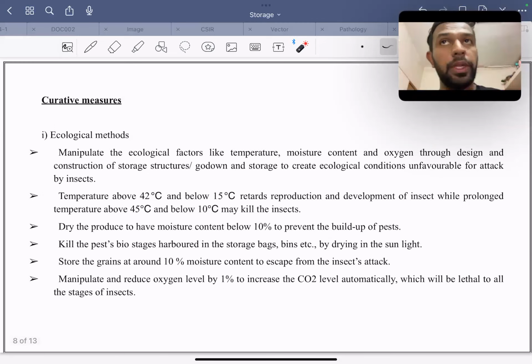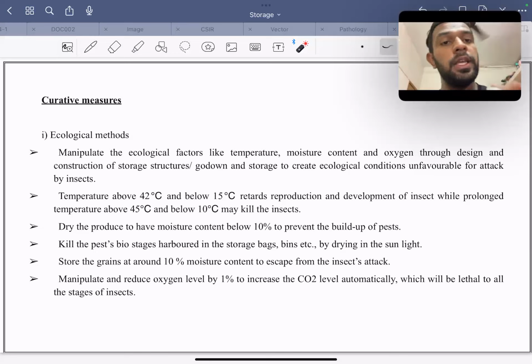Then come the curative measures. Curative measures are again classified. The first one is the ecological method. Here we manipulate the ecological factors such as temperature, moisture content, and oxygen through design and construction of storage structures, and we make them unfavorable for the attack of insects. Also, temperatures above 42 degrees and below 15 degrees retard the reproduction and development of the insects, while prolonged temperatures of about 45 degrees and below 10 degrees may kill the insects. Okay, so this can be used for controlling them.